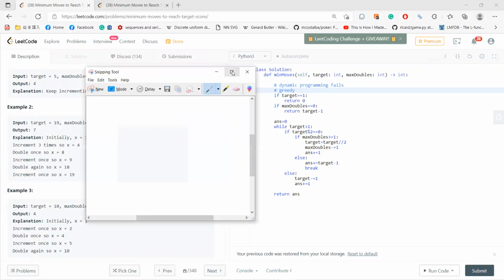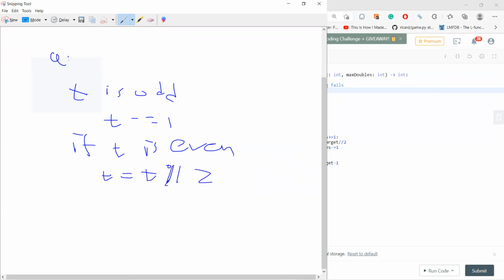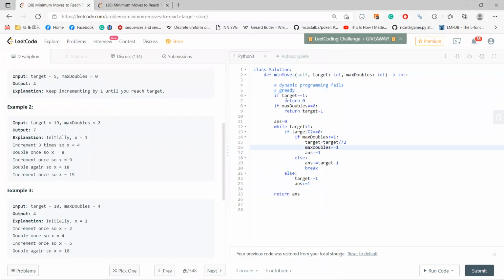The rule is that if the target is odd, target minus equal to 1. If the target is even, then the target equals the target divided by 2. Then you initialize the answer to be 0, and for each step you just do this. There's a special case: if the maximum double is 0, then you immediately stop this loop and add target minus 1 to the answer.